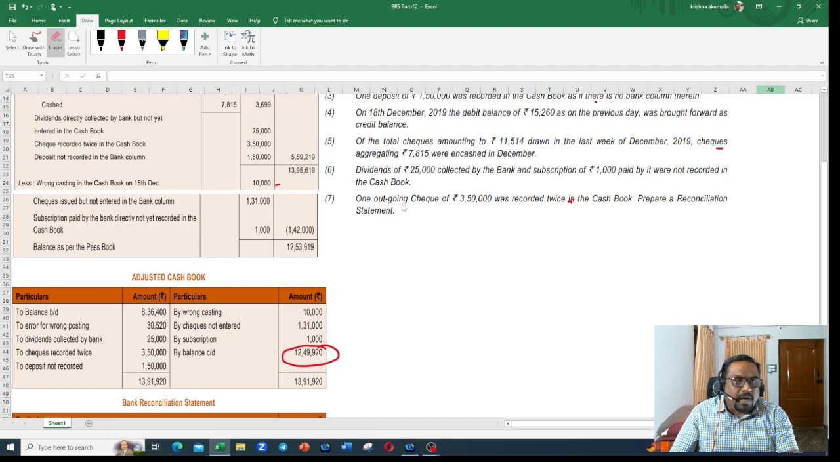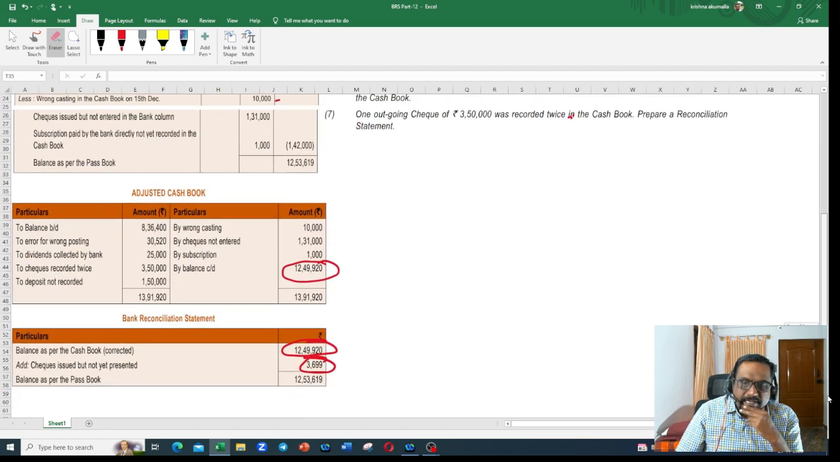Next one. One outgoing check of 3,50,000 was recorded twice in the cash book. Outgoing check, payment side. So for that, we debited the cash book because once an excess was there, right? That excess has been rectified by debiting the cash book. So this is also adjusted in the cash book. So there is no need to bring this point into the reconciliation.